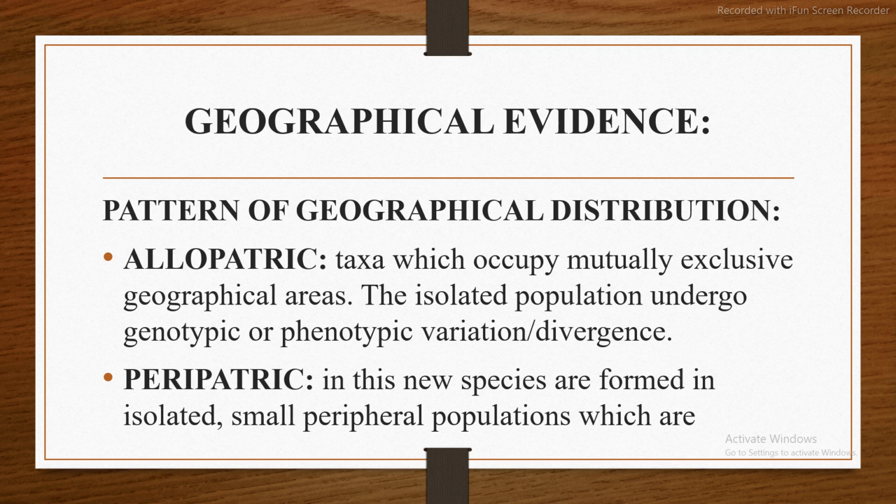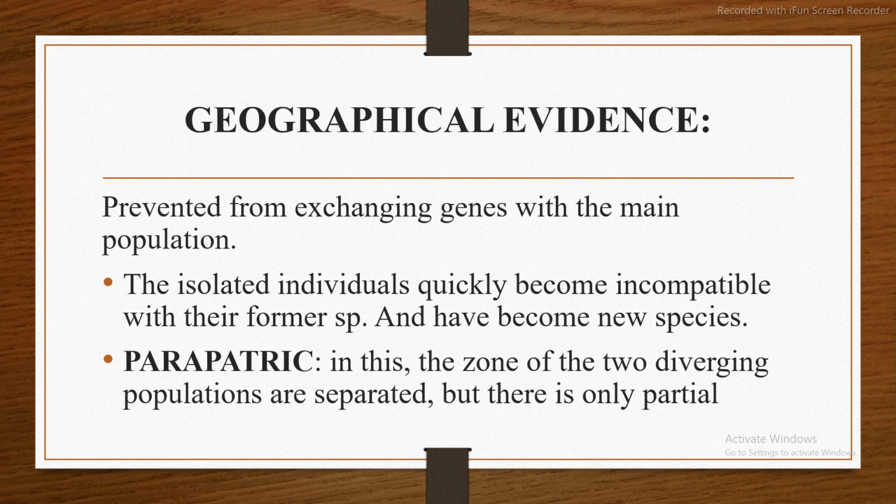First is allopatric. Taxa which occupy mutually exclusive geographical areas. The isolated population undergo genotypic or phenotypic variations or divergence. Second is peripatric. In this, new species are formed in isolated small peripheral populations which are prevented from exchanging genes with the main population. The isolated individuals quickly become incompatible with their former species and have become new species.